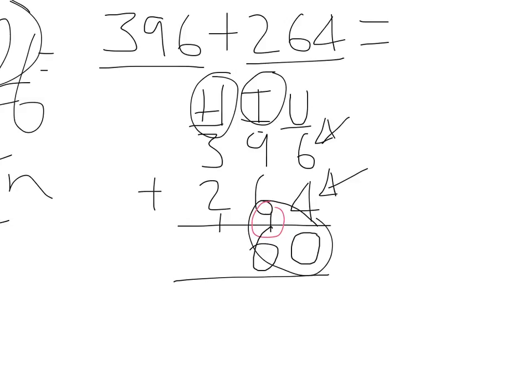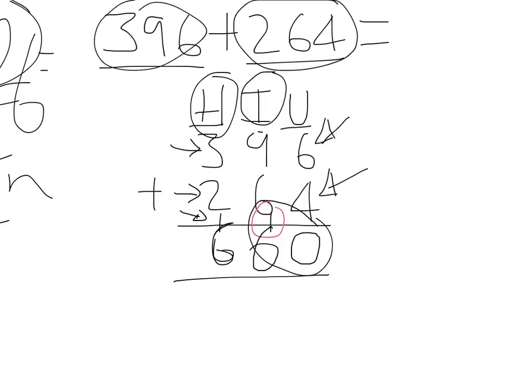We have 3, 2 and 1, which all need to be added together. 3 add 2 is 5, add 1 is 6. That gives us an answer of 396 add 264 is 660.